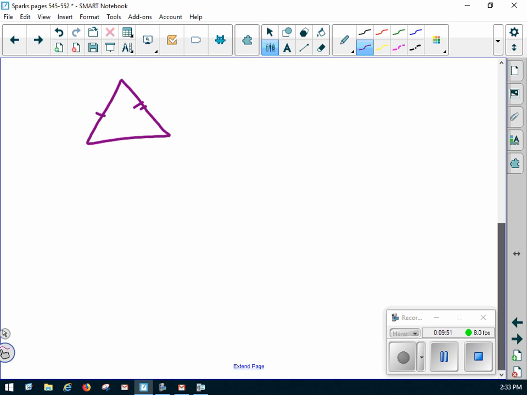If you knew this, that would be a side, side, side triangle, right? Can you use law of sines if you have a triangle and you know all three sides? I don't know an angle. I cannot use law of sines on a side, side, side triangle because I don't know an angle.